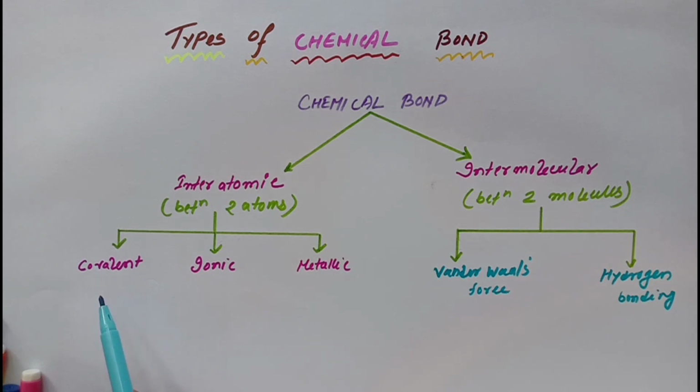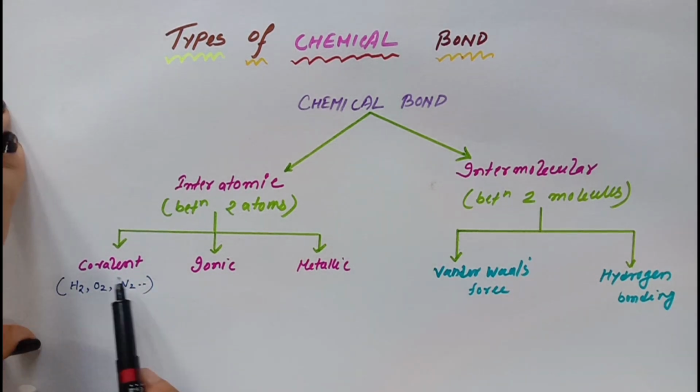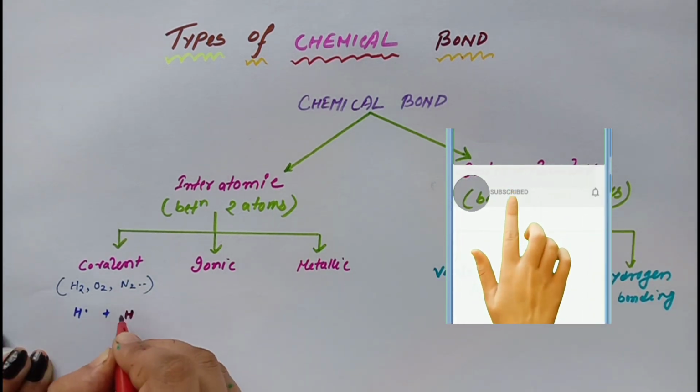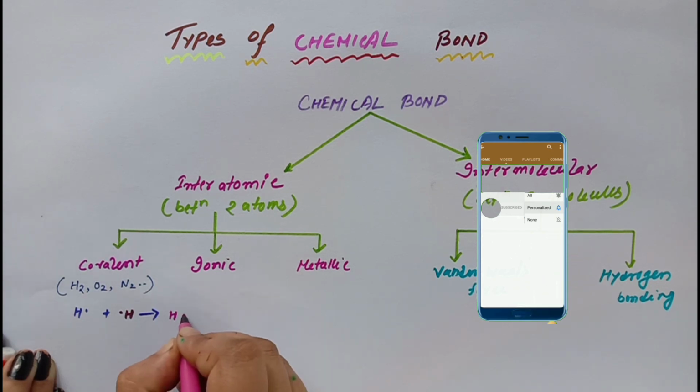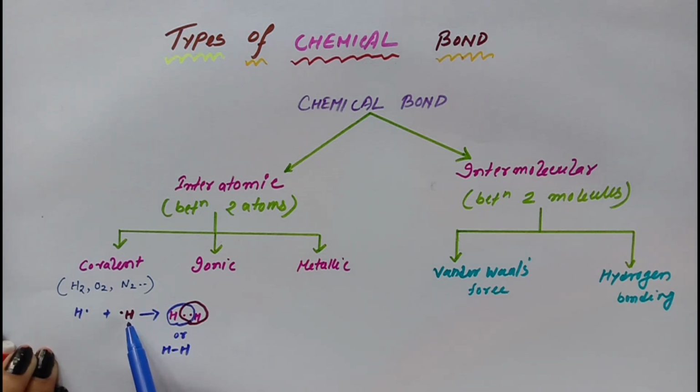Covalent bond is formed by the sharing of electrons. So examples are hydrogen, oxygen and nitrogen. These diatomic molecules are formed by the sharing of electrons and they form covalent bonds. So this is the hydrogen atom. It has only one valence electron and the other has another valence electron. During the formation of these bonds, both hydrogen atoms share these two electrons and form one single bond, and that is known as covalent bond.